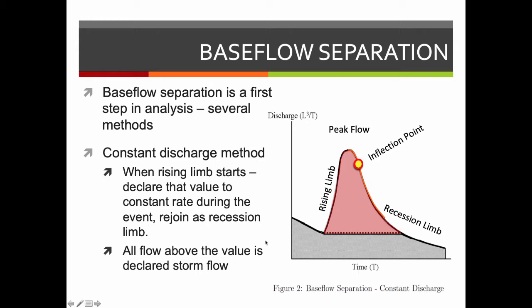One depicted here is the constant discharge method. So when the rising limb begins, we declare the value of flow just before it rises as the constant base flow, and we essentially extend a horizontal line from that point until it hits the recession limb again, and declare everything above that line, in this case the rose-colored area, as the storm flow.